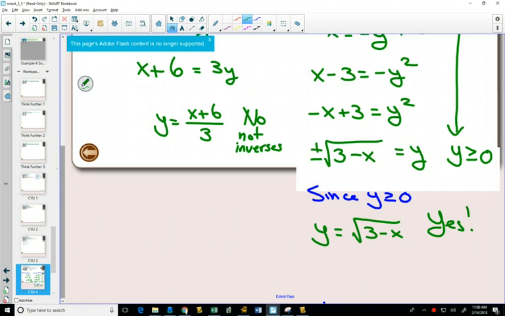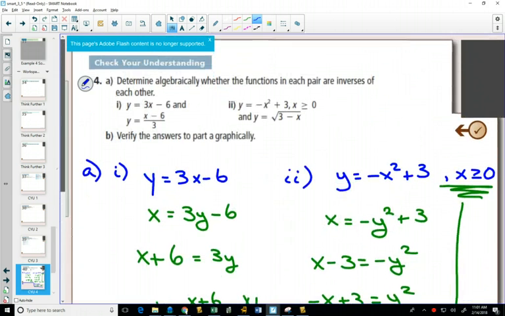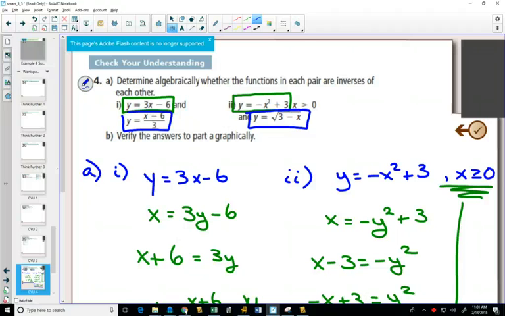Now part B said look at them graphically. Look at them graphically and see if you can tell that one is an inverse of the other or not. So what we're going to do is we're going to look back at our original equations. I'm going to graph the first one in green, the second one in blue. Same thing over here. I'll graph the first one in green, the second one in blue. And we'll see if, looking at the graphs, we can tell that they're inverses or not.